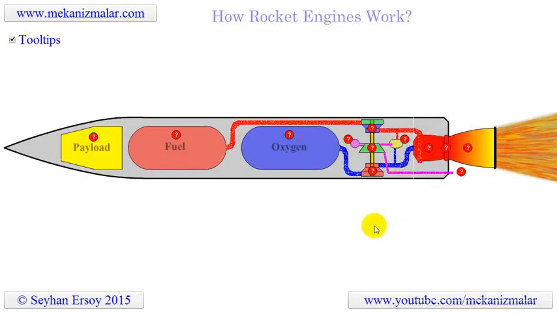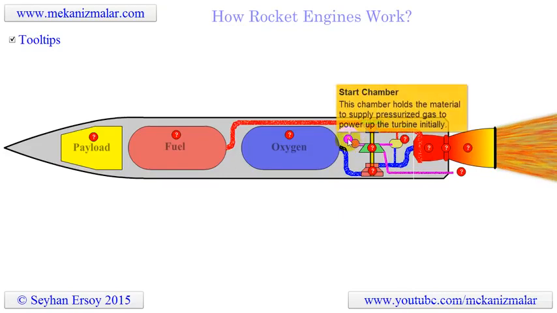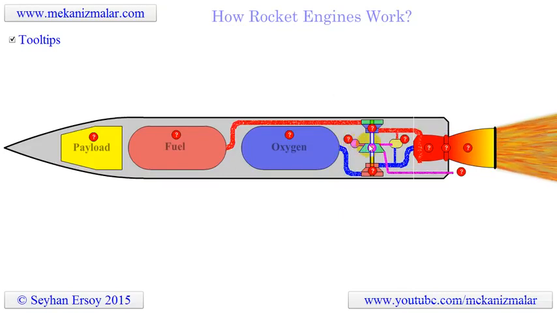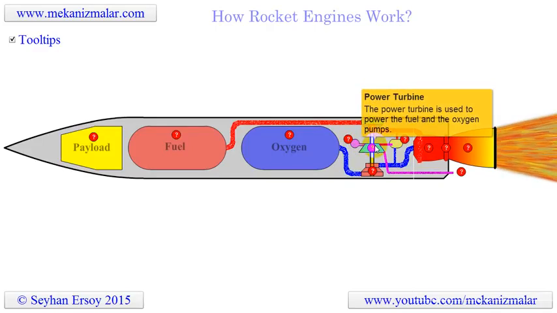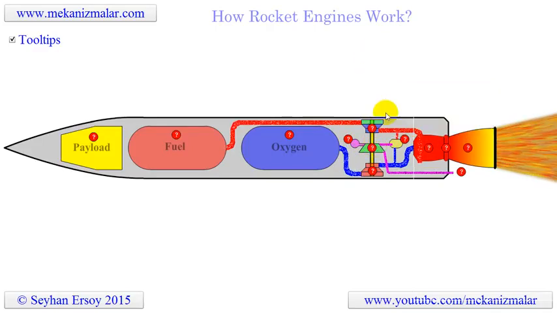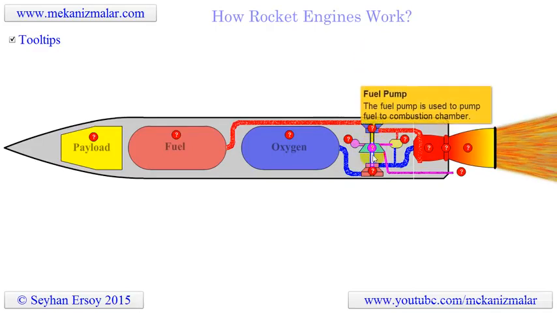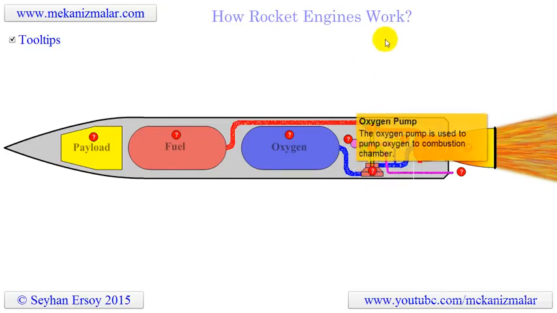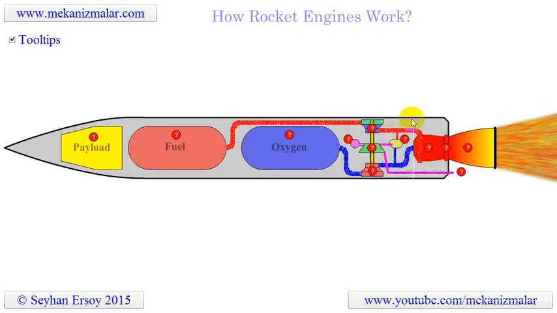During the ignition process, the material inside the start tank creates enough pressurized gas to operate the turbine. The turbine is coupled to the fuel and oxygen pumps. Therefore, the operation of the turbine forces the fuel and oxygen to the combustion chamber by using pumps.